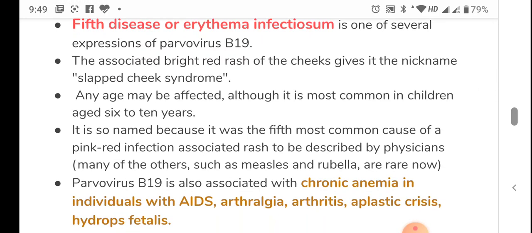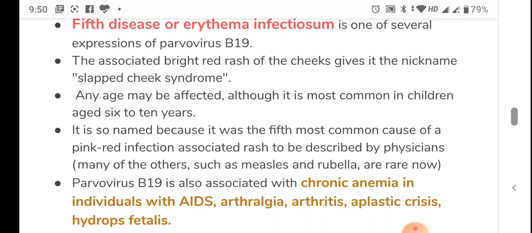Why is it known as fifth disease? It is so named because it was the fifth most common cause of a pink red infection associated with rash. There are so many diseases which cause red rashes over the body, and we call it pink red infection.